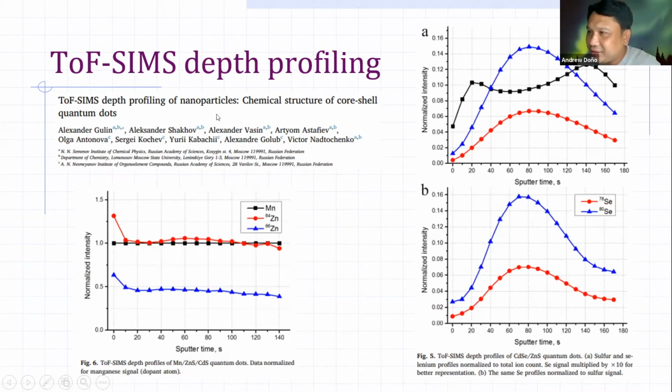I have also this journal which shows the depth profiling of nanoparticles. However, it shows only the sputtering time. As you can see in the x-axis, what they only showed is the sputtering time. So it would have been better if they converted it into, for example, micrometer or angstrom. So only the sputtering time was shown.